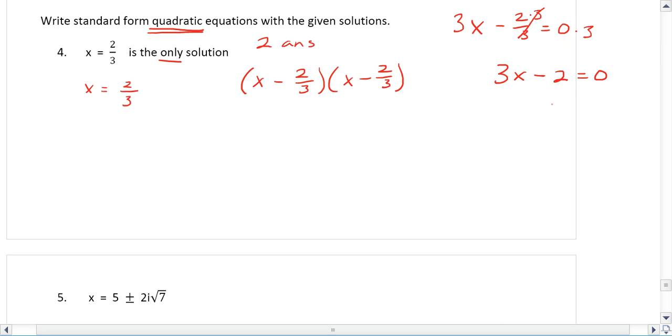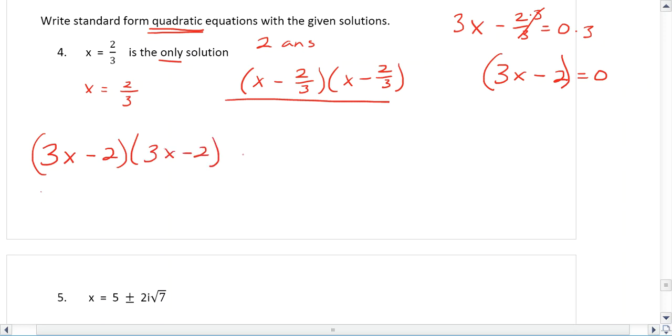And then I'm going to add a 2. No, I'm not. This is the factor. Sorry. So 3x minus 2 is the factor that gives us the answer of 2/3. So you can FOIL this and then get rid of the fractions at the end, which is fine because the quadratic doesn't have fractions in it. Or you can multiply 3x minus 2 times 3x minus 2 and FOIL that. Either way, we're going to get to the same thing.